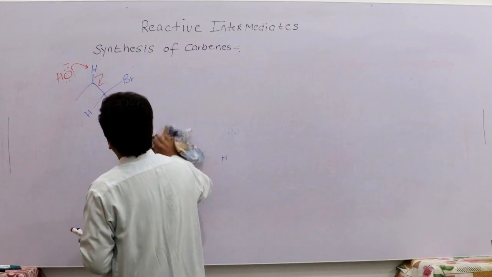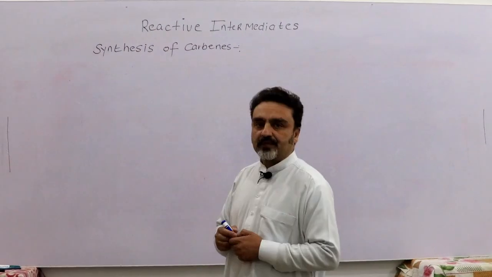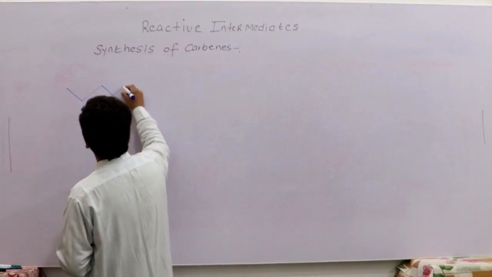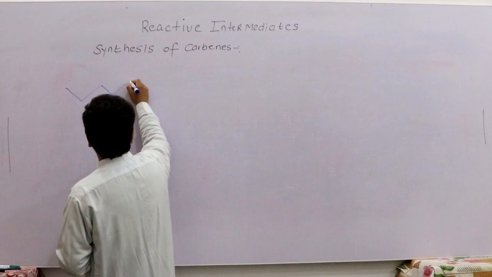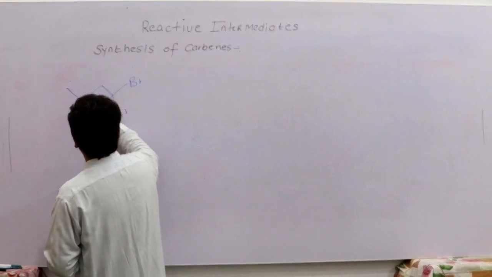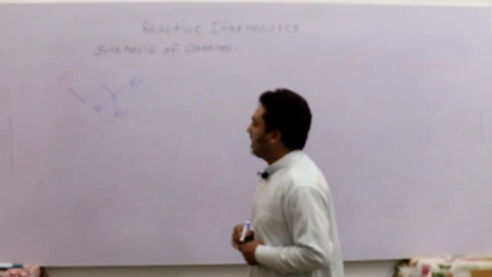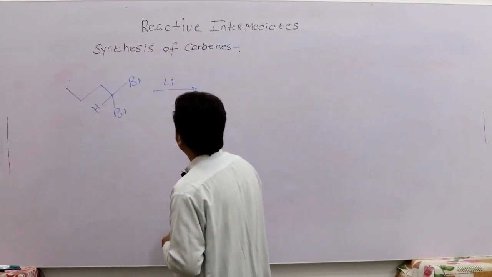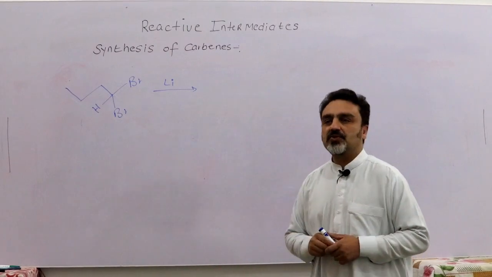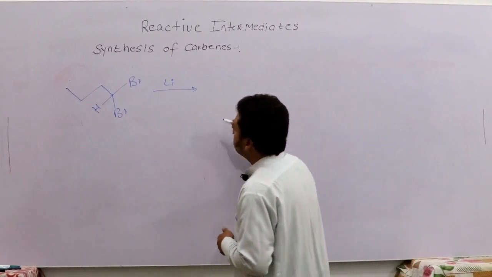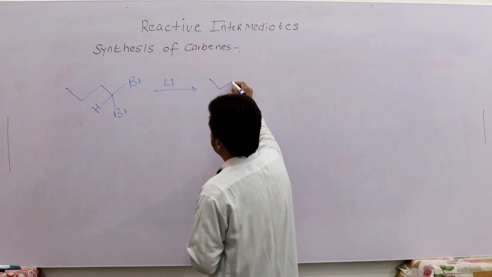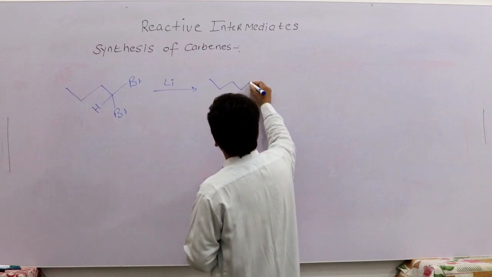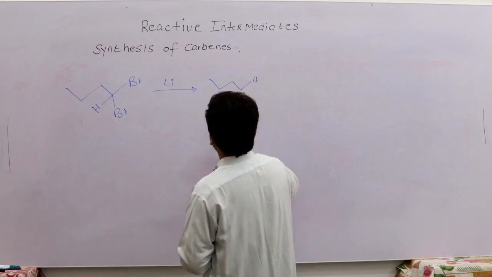It's the same molecule. Now let's redraw that molecule too. This is the dibromo molecule. Now if it is treated with lithium in diethyl ether, it can again lead to a carbene. This carbene can be produced.